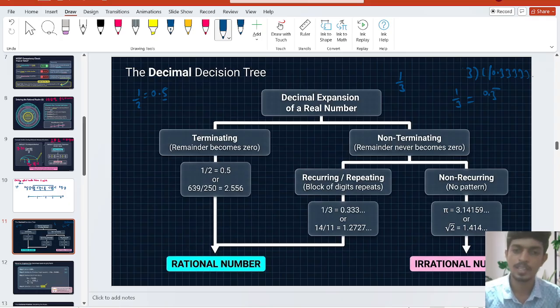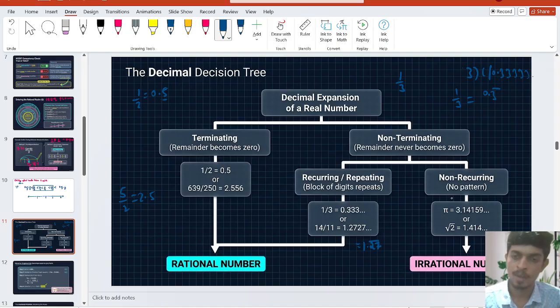Here you see that 1 by 3 is equal to 0.333 and so on. Similarly 14 by 11 is 1.272727, so it can also be written as 1.27 bar. This is known as a repeating decimal number. Like 5 by 2 is what? 2.5. After some decimal places it ends, so it is terminating. Okay, I hope it is clear.